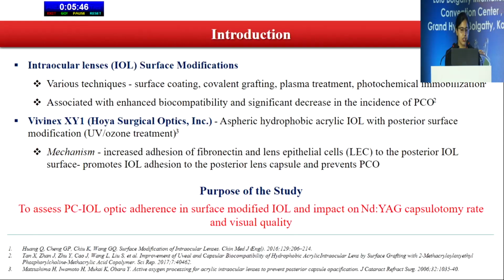No financial disclosures. For intraocular lens surface modification, various techniques have been described such as surface coating, covalent grafting, plasma treatment and photochemical immobilization. The purpose is to enhance the biocompatibility of the intraocular lenses and decrease the incidence of posterior capsular opacification. An aspheric hydrophobic acrylic IOL with posterior surface modification, UV and ozone treatment, is based on the mechanism of increased adhesion of fibronectin and lens epithelial cells to the posterior IOL surface, which in turn will promote IOL adhesion to the posterior lens capsule and help prevent PCO.